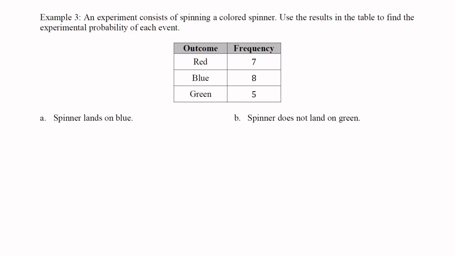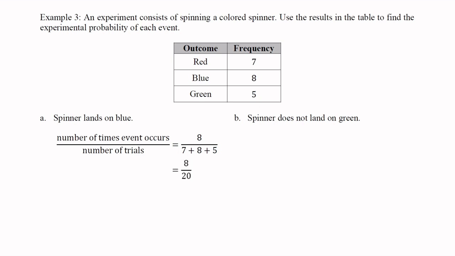An experiment consists of spinning a colored spinner. We're going to use the results in the table to find the experimental probability of each event. So the spinner landing on blue. Well, we have it happening 8 times out of 7 plus 8 plus 5 trials. So the number of trials we had here was 20. That's 8 out of 20, which is 2 out of 5.